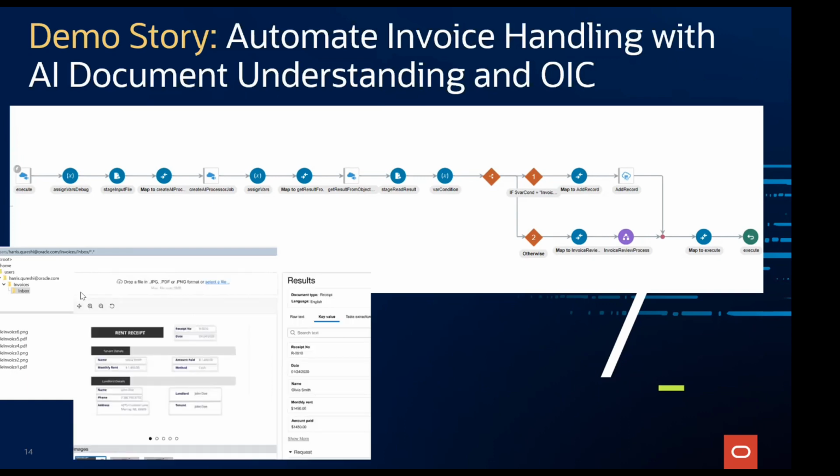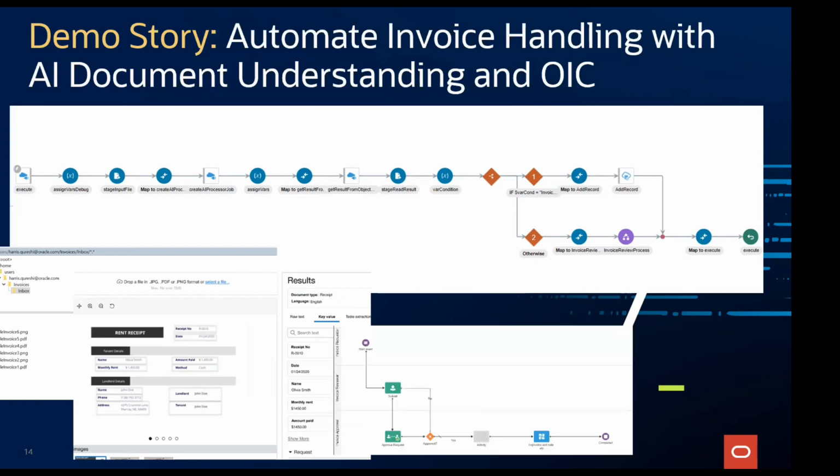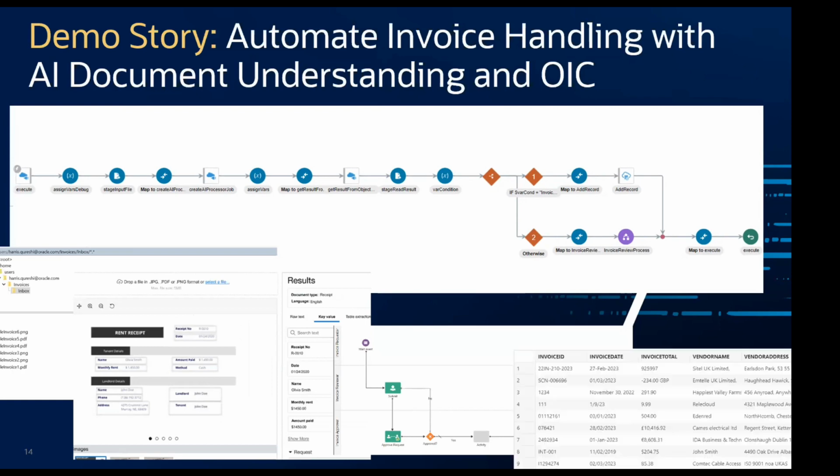Then I call the document understanding service, which will extract the data of those invoices and provide me the output. If there is any missing information, maybe that document does not have an invoice ID, I can kickstart a manual process and ask my team to go and review it, update the information, and then kickstart an integration. And finally, the output is stored in a database. Okay, so that's what we are gonna see now.